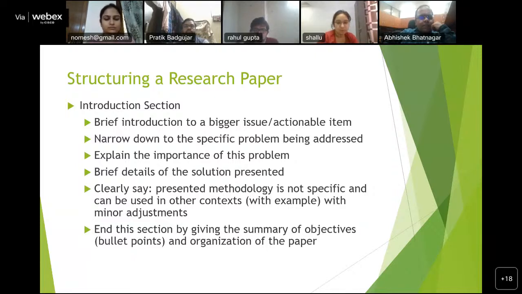Then, at the end of this section, you can give a summary of the objectives as bullet points. For example, you aim to have three objectives in a particular paper. Just say overall we want to do this XYZ thing, and the specific objectives that we aim to achieve are given as follows. And then after that, you can give the organization of the paper. While giving the summary of the objectives, don't mention the methodology that you are using. Just say the objectives are to provide this, to give insights into this, something like that. Your objective should be what problem you are solving and what you aim to achieve, rather than how you aim to achieve it through a specific methodology. So this is about the introduction section.